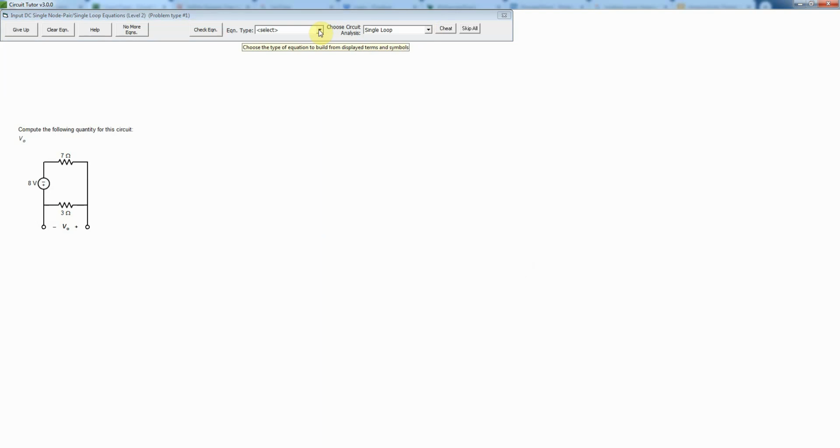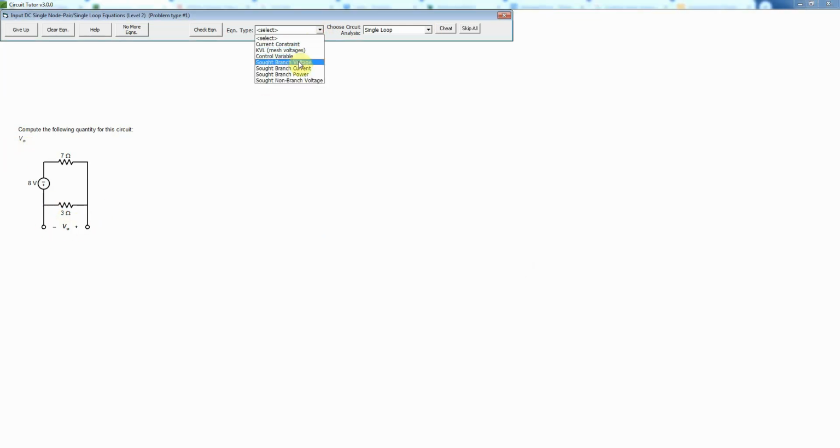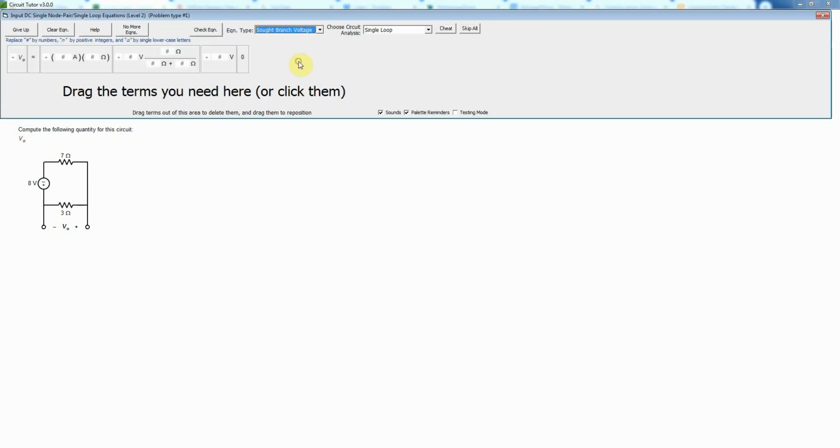The next thing, of course, as always, is to select the type of equation. So clearly I want a voltage here, which appears across a branch or an element. So that's a branch voltage. So I select sought branch voltage here from the menu as to the type of equation. Having done that, as always, I get my palette here. And I'm going to select V0 equals.